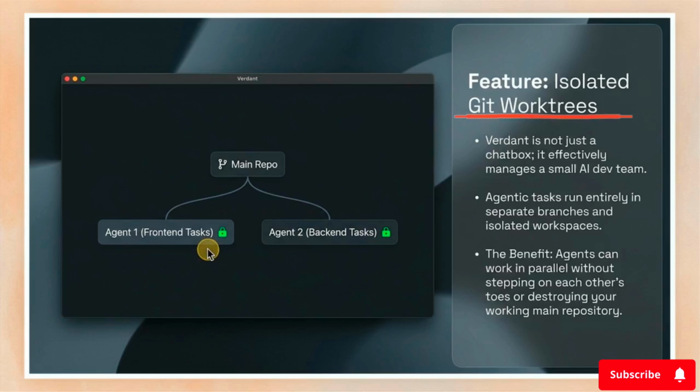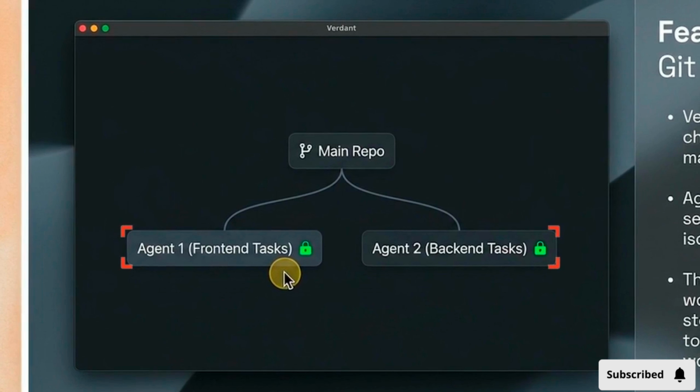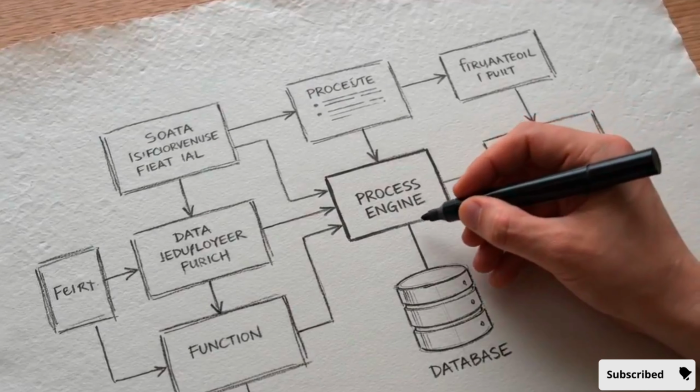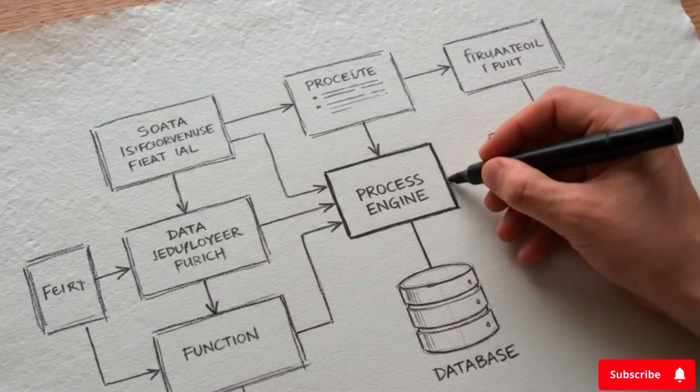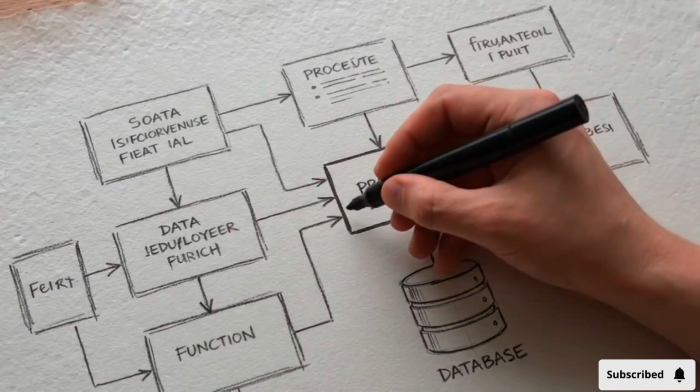Verdant's primary value lies in its multi-agent architecture, which operates as a localized development team. It uses isolated Git worktrees to protect your repository. As shown in this diagram, agentic tasks run in separate branches, allowing parallel work on front-end and back-end features without destroying your main branch.